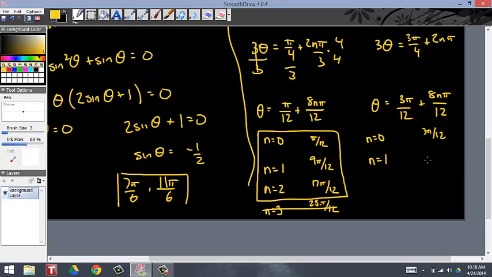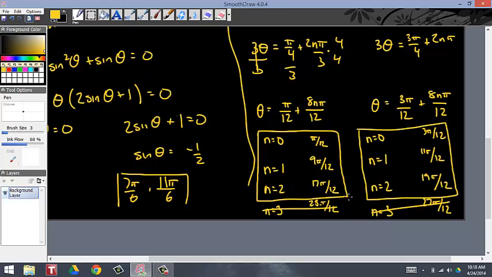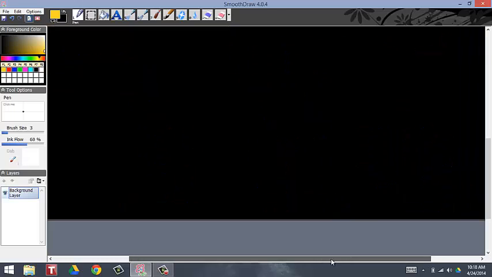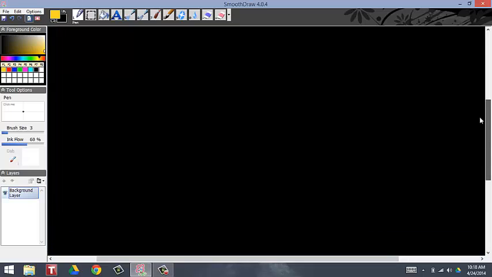1 is 8 plus 3, 11 pi over 12. N equals 2. 16, 19 pi over 12, and then n equals 3, 24, 27 pi over 12. However, that's going to exceed our 24 pi over 12 limit, and there you go. Those are our 6 answers for this problem. Okay? All right. So that was a problem that was not on your worksheet or the book, but I wanted to show you guys how to do a problem like that anyways.